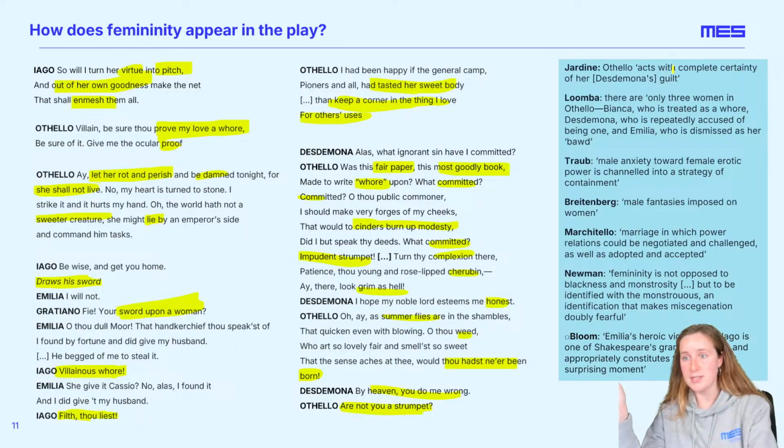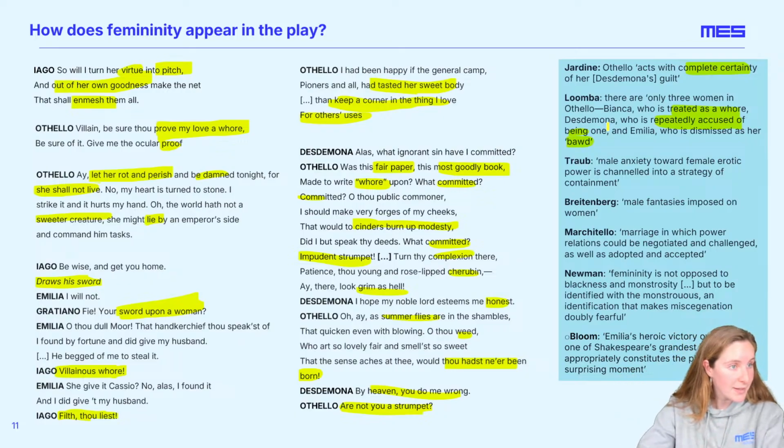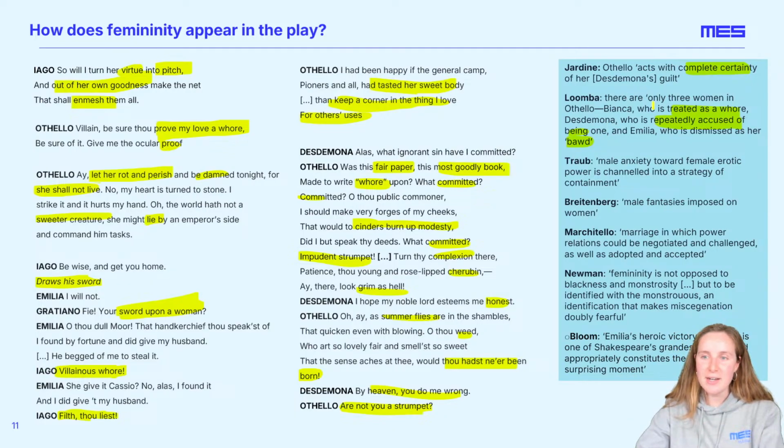As we said, Jardine says that Othello acts with complete certainty of her guilt. Lumba says there are only 3 women in Othello: Bianca, who's treated as a whore, Desdemona, who's repeatedly accused of being one, and Emilia, who's dismissed as her bawd, and also called a whore by her husband. So this is the only treatment of women, this is the anxiety of men, and this is whenever women step out of line, this is the response to that.